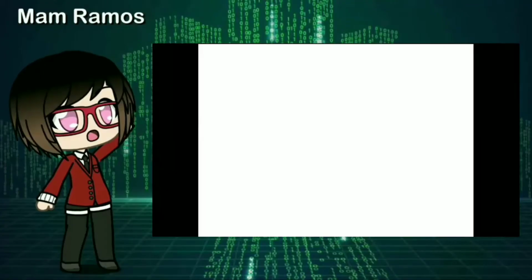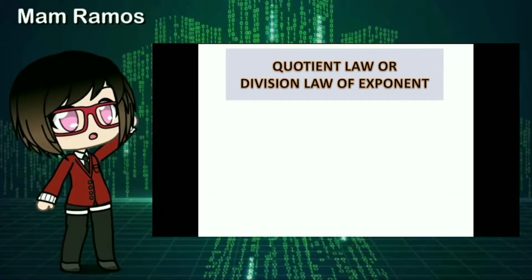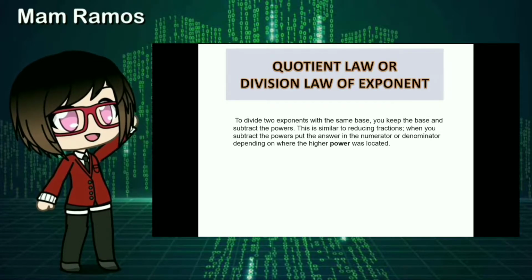And we have the quotient law or division law of exponent. To divide two exponents with the same base, you keep the base and subtract the powers. This is similar to reducing fractions. When you subtract the powers, put the answer in the numerator or denominator depending on where the higher power was located.